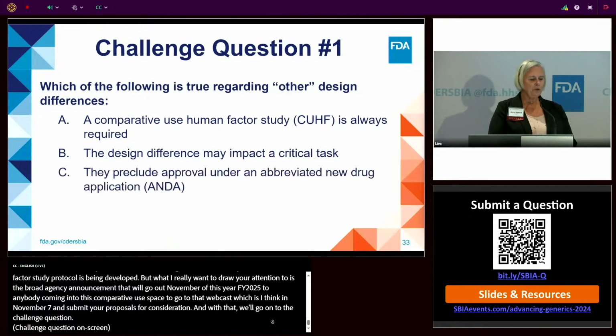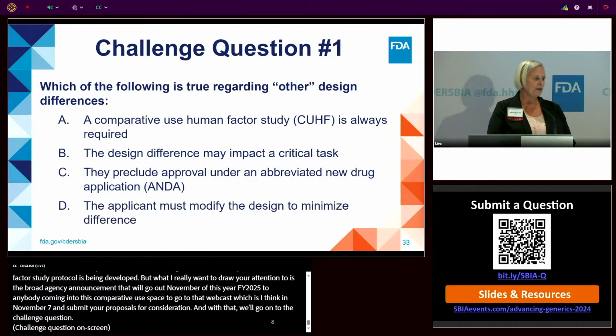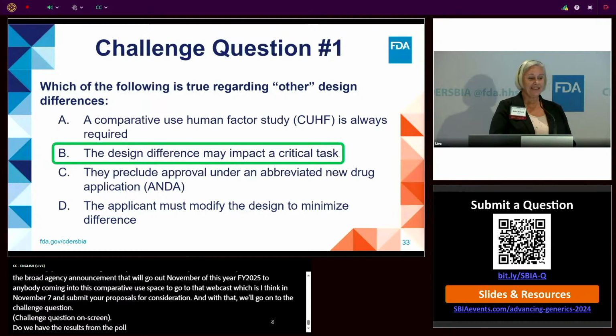They preclude approval under an abbreviated new drug application, or the applicant must modify the design difference to minimize it. And so, do we have the results from the poll? They're not coming up, so that's what I'm asking. Okay, the answer is the design differences may impact a critical task.